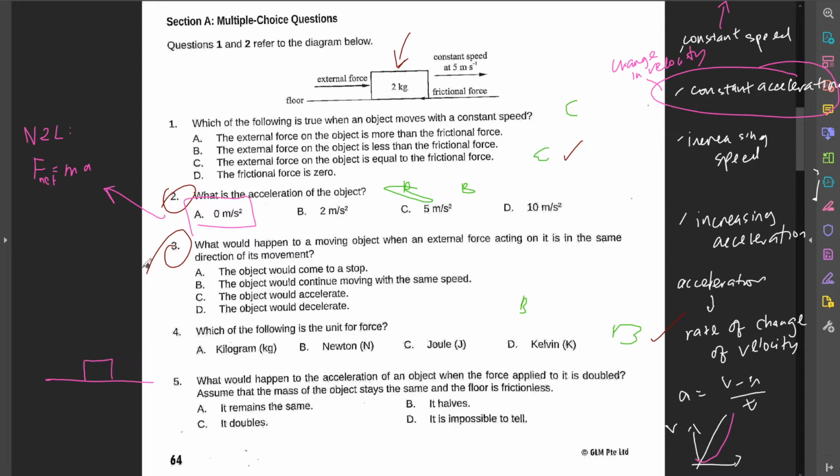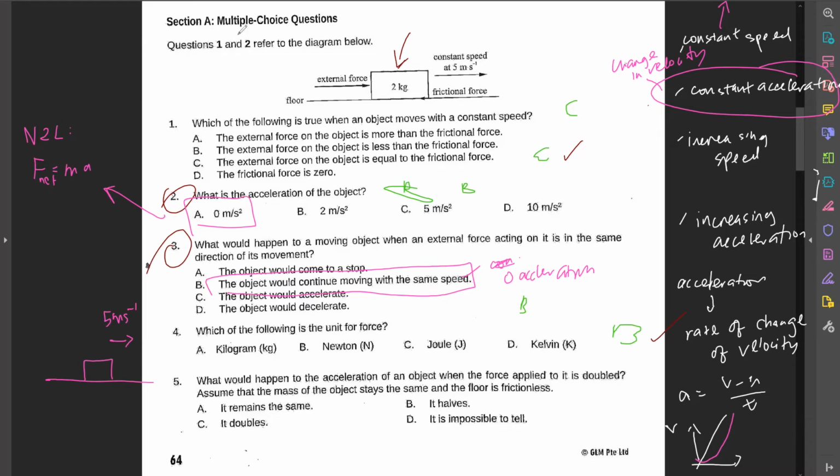Question 3. So it's like this. Initially, it might be moving in this direction. So maybe say 5 meters per second. If you choose the option that it will continue to move with the same speed, you are saying that there's constant speed, 0 acceleration. If you choose B, you're telling me there's 0 acceleration.